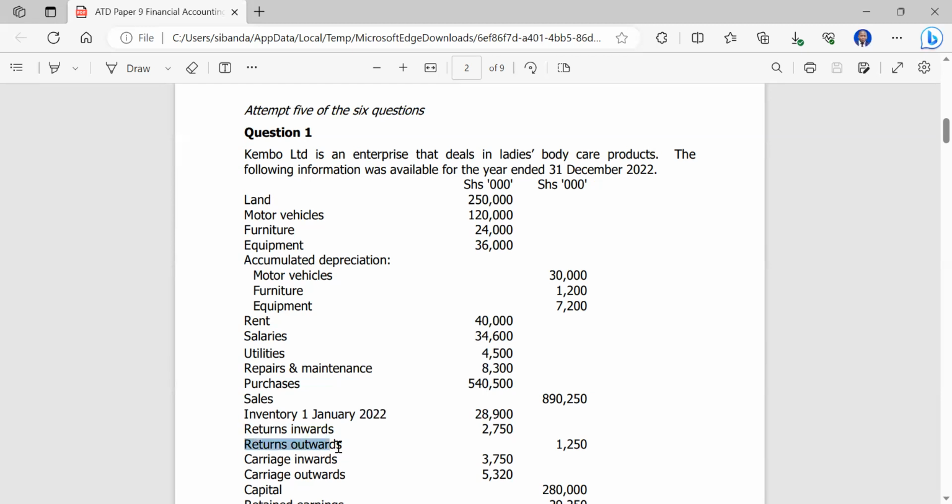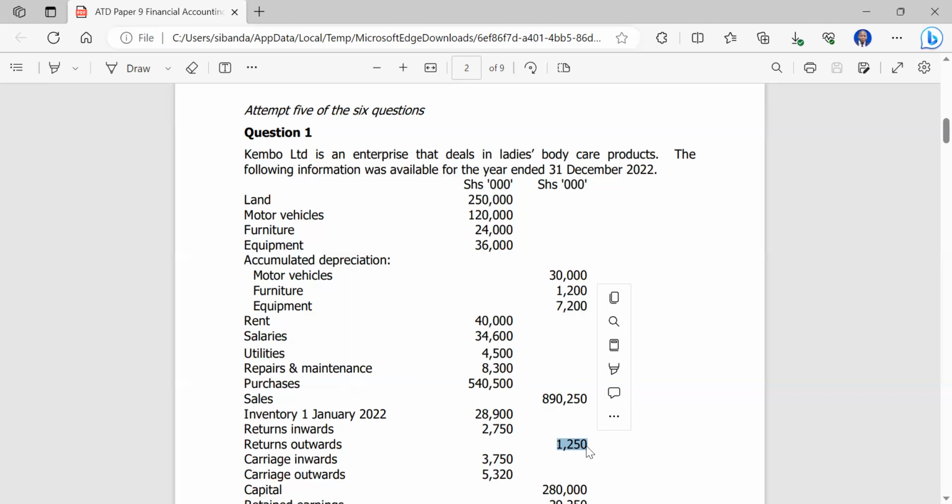Now, here we have our return inwards, and then we have our return outwards. These are the ones I talked about. Return inwards is also called sales returns, because returns are coming in. You basically sold, now they are returning inwards. So this return inwards is an adjustment on our sales. Return outwards is an adjustment on our purchases. Return outwards, it is us that are returning out. So the key word here is out.